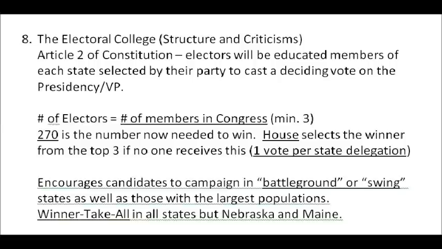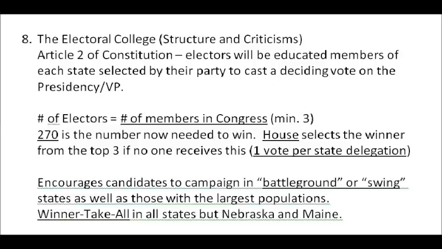The Electoral College is made up of a group of people known as electors, average everyday citizens who are picked by their state's political parties to cast the deciding vote in the winner of the election. The number of electors that each state receives is equal to its number of members in Congress, with the minimum being 3. Today, there are 538 total electors in the Electoral College, with 270 being the number needed to win the presidency.